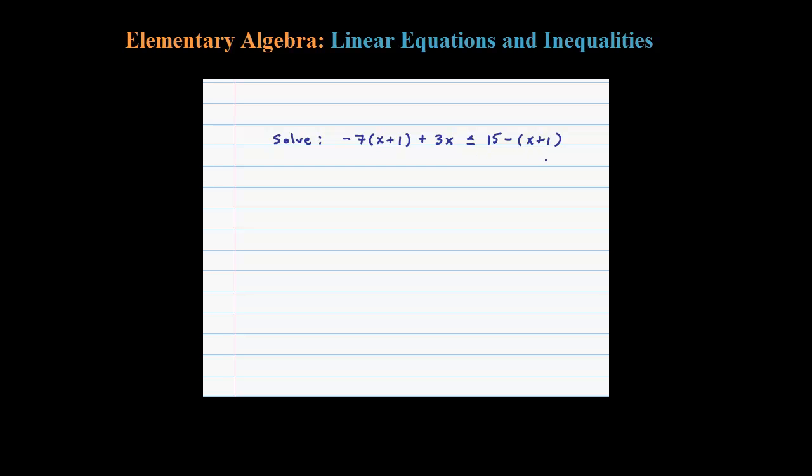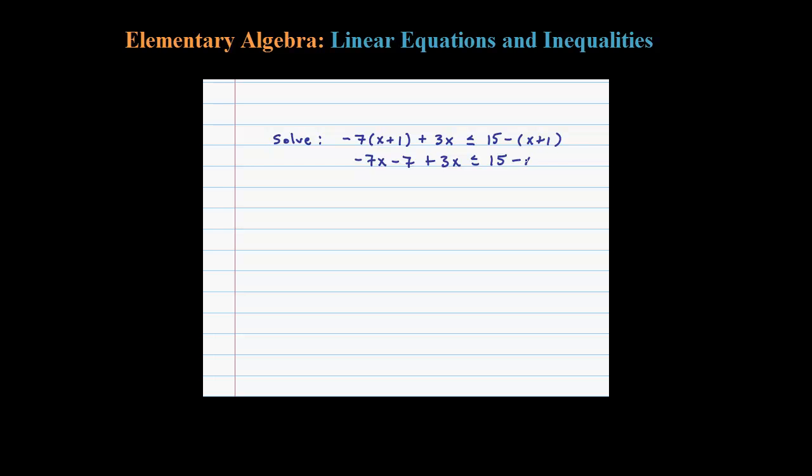Here we're asked to solve a linear inequality. Well, let's start this by distributing the negative 7. Negative 7x minus 7 plus the 3x should be less than 15. Now, when you see this, you think of this as negative 1 times a binomial. So we're going to distribute a negative 1.